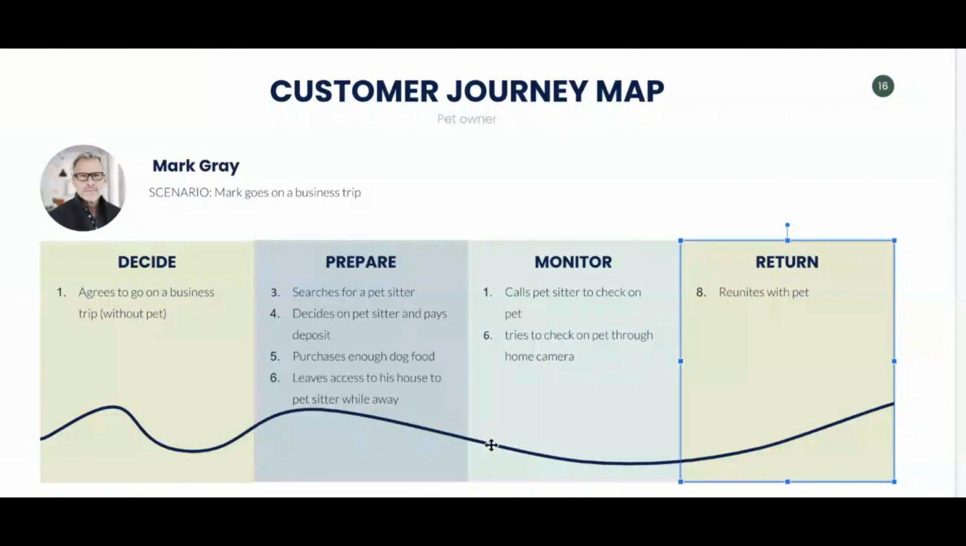When he's monitoring, it's the lowest point of his journey because that's where he can't see. He has to trust what the pet sitter is saying. Who knows if she's telling the truth? But the happiest part is when he comes back home and he's reunited with his pet. So he goes up in his emotions.